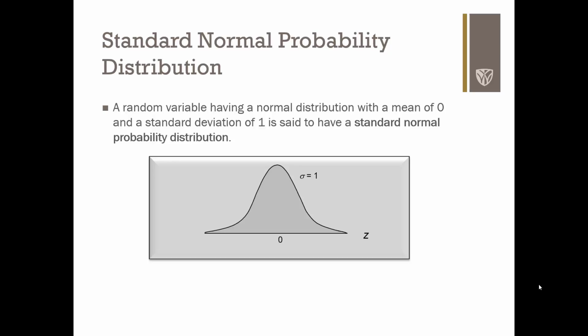The standard normal distribution is a special case of the normal probability distribution where the mean is equal to 0 and the standard deviation is equal to 1. This is an important distribution historically for a couple of reasons.